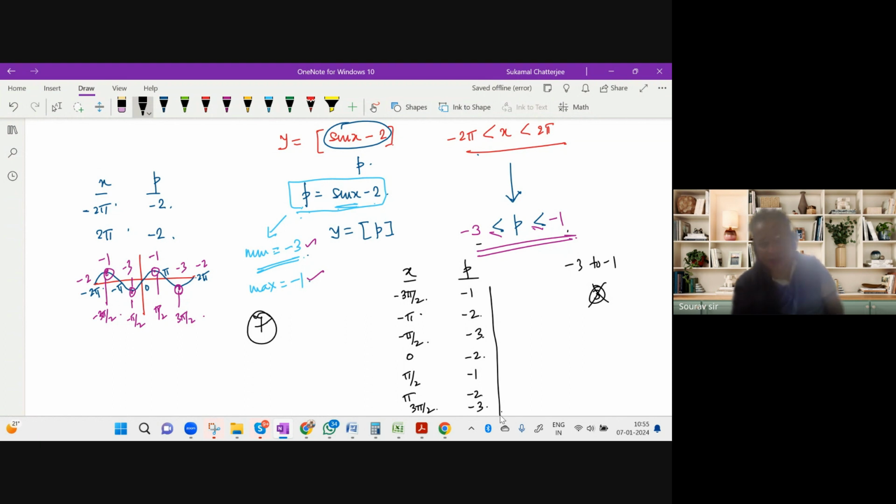Because here the graph is very important. Minus 1 is getting repeated twice. Minus 2, which is when sin x is 0, is happening at this point, and this point. So 3 points where t becomes minus 2. So there are 3 points of minus 2 and 2 points of minus 1, 2 points of minus 3. So the answer is 7.